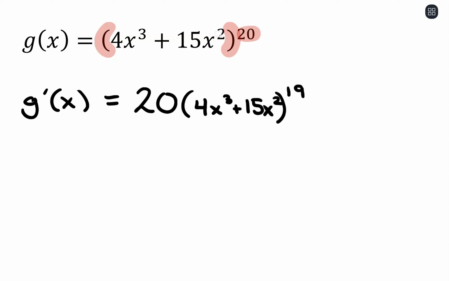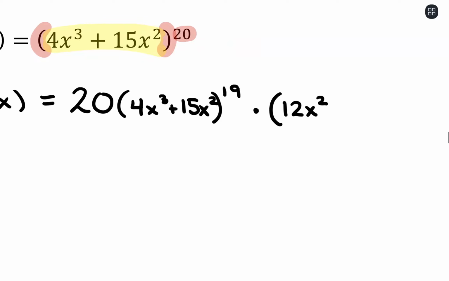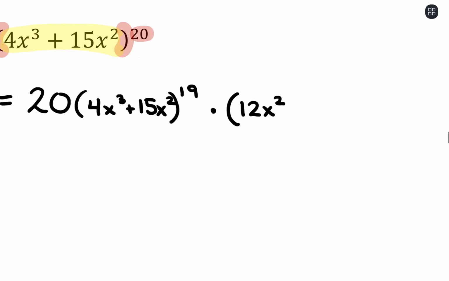And then we're going to take the derivative of the inside function, so times, let's see, 4x cubed is a 12x squared for the derivative, so 4 times 3, and then that exponent of 3 minus 1. And then plus, let's see, 15 times 2, so 30x to 2 minus 1 would be a power of 1.